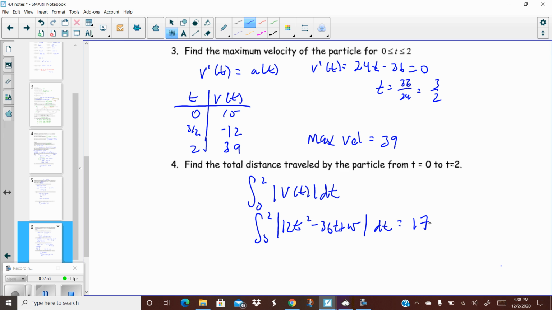Most likely all of this could have been done without a calculator because we're getting nice values here. And just remember that if you were not to use a calculator, because the velocity function equaled 0 at 3 halves, you would have had to split this integral from 0 to 3 halves and then from 3 halves to 2, and then do 2 separate integrals, 2 separate antiderivative techniques for the fundamental theorem of calculus. But since we're practicing with the calculator, there you go.